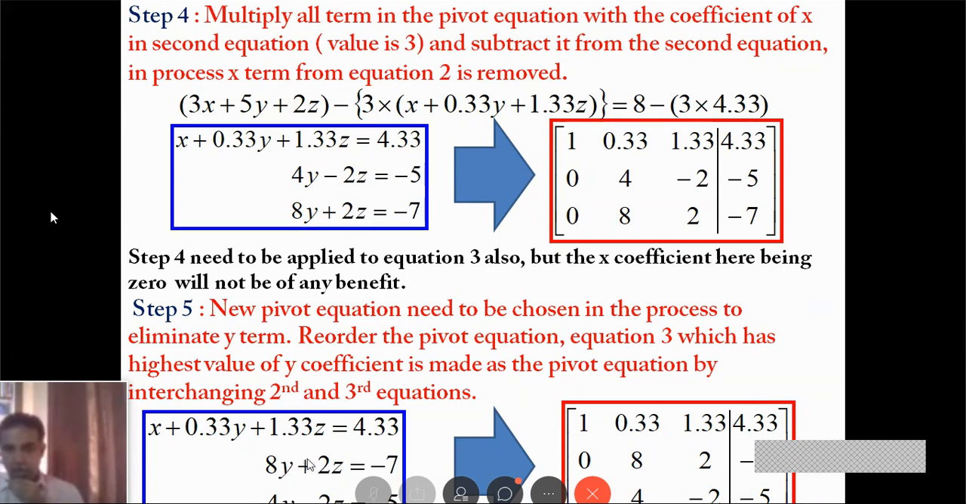So here you have to reorder the pivot equation. You consider these two equations, both have two terms, that is y and z, but the y term is higher. The coefficient of the y term in the third equation is higher than the coefficient of the y term in the second equation. So I'm interchanging these equations. My first equation, 8y plus 2z, is now the second equation here, and the other is the third equation. So we can recall what we did next, which is dividing this by the coefficient of y. Let us see what happens.